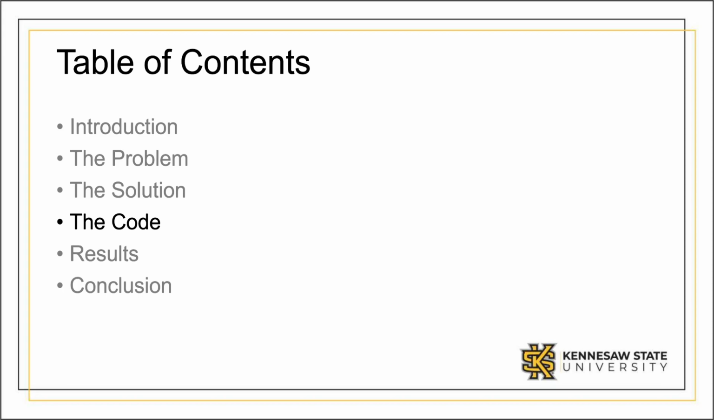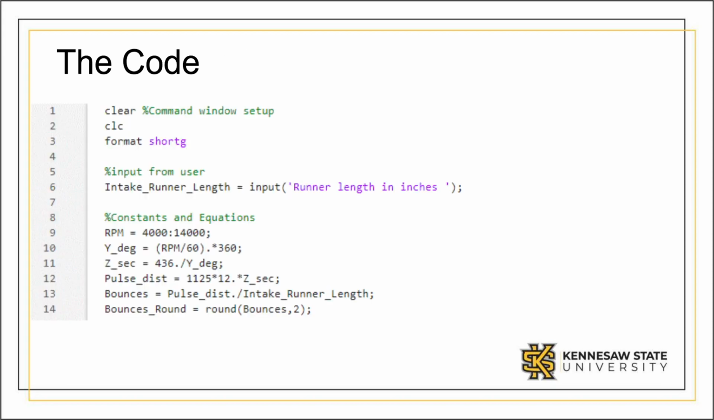And now we will go over the code. Here's the first 14 lines of my code. It starts off with clearing the workspace of all previous variables, and then clearing the command window of any code that was left behind, and formatting in the short g format. Then the code will ask for an input from the user for the intake runner length in inches.